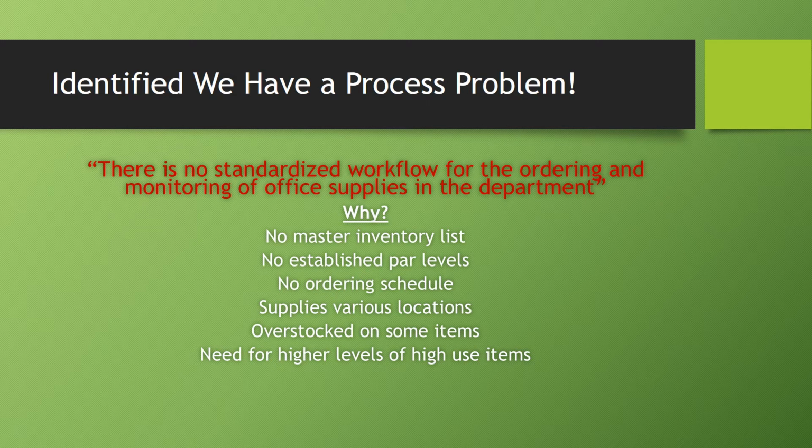When reviewing the current state and asking the question why several times, it came down to the lack of a standardized workflow. When brainstorming and looking at mapping out what the process looks like, we identified some key things about why. Why don't we have a standardized workflow? One, we have no master inventory list. We don't have any established par levels, no ordering schedule. Office supplies are in various locations on the unit.